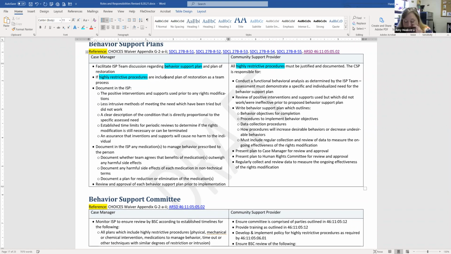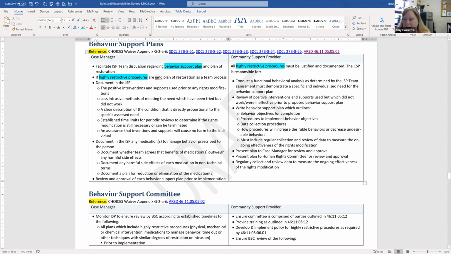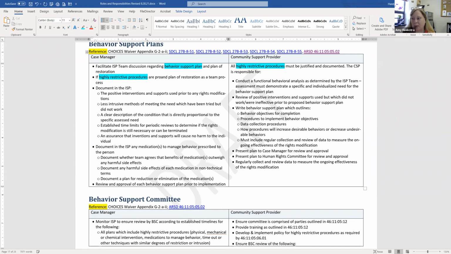Well, I was also thinking to make that distinction between the HCBS settings highly restrictive and what's required by rule. It could say to facilitate that discussion or present the plan for behavior support plans containing highly restrictive procedures as defined by, and then list the ARSD.